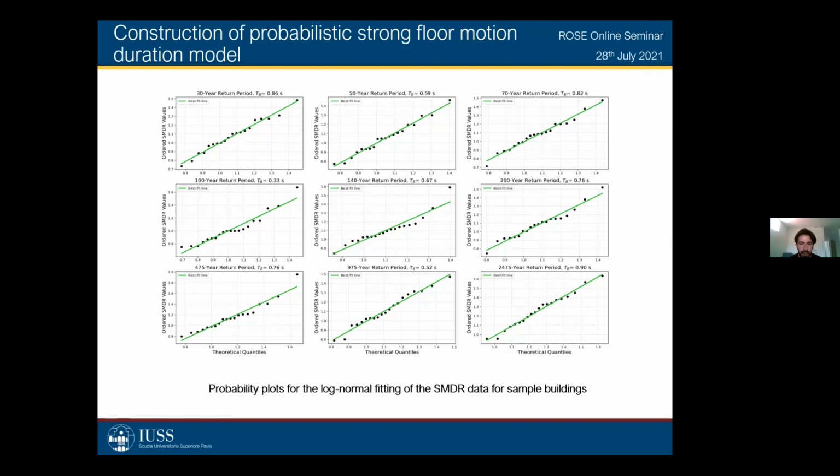sample. What we need to have in a probability plot to be sure that the data is approximated well by the distribution is more or less a linear relationship. As we can see, at least for the buildings that we are sampling, the data doesn't look bad. I mean, it looks like the log normal distribution can accurately approximate the data.